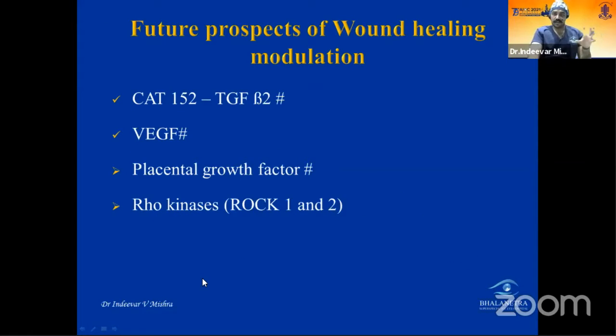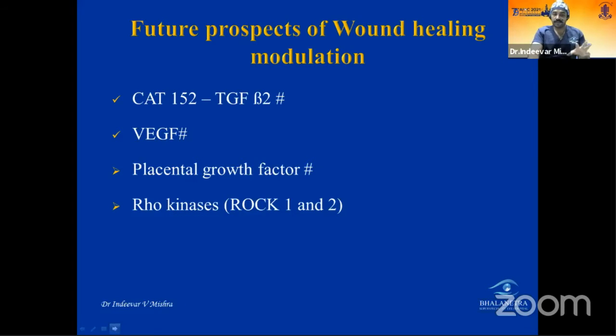Future prospects: there are a lot of chemicals and molecules coming into the picture, which may help in saving the bleb in an earlier phase. 5-fluorouracil can be used as an adjunct to these agents, but due to cost constraints and availability, they are not currently widely used.